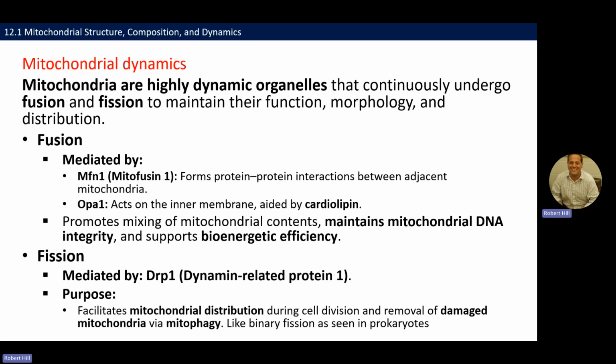Fusion is mediated by two proteins, MFN1 and OPA1. OPA1 is integrated with the cardiolipin. MFN1 causes two mitochondria to interact. They're found on the outer membrane. And the fusion is important to mix mitochondrial contents. If one mitochondria is lacking stuff, they fuse and kind of fix that. Fission is mediated by this DRP1 protein that actually causes the formation of a cohesive ring to wrap around the mitochondria and split it.